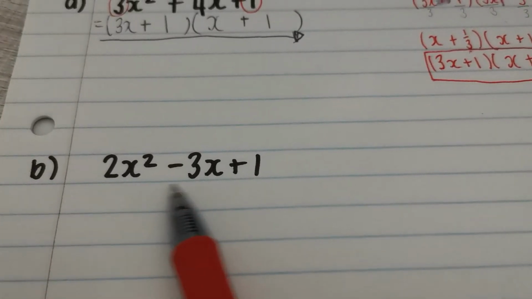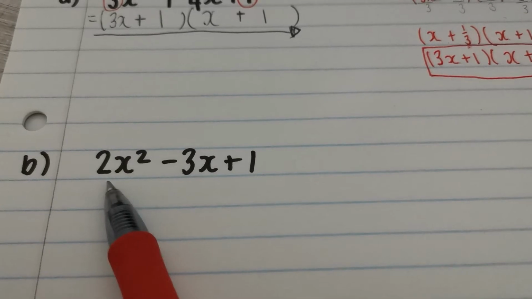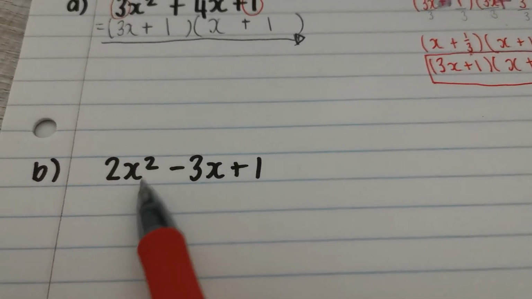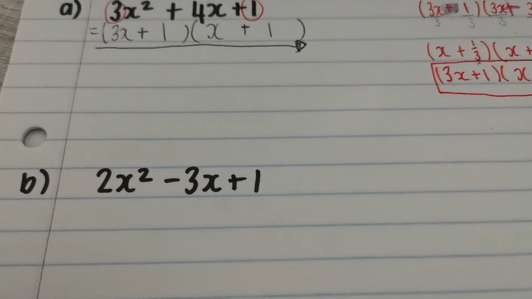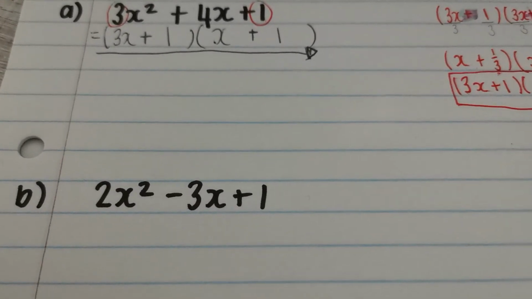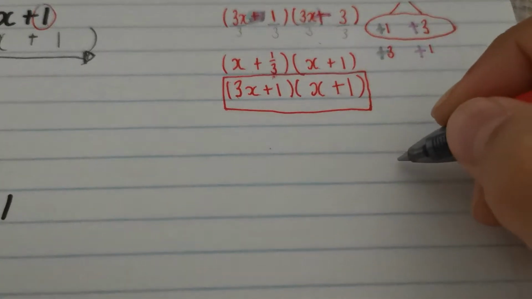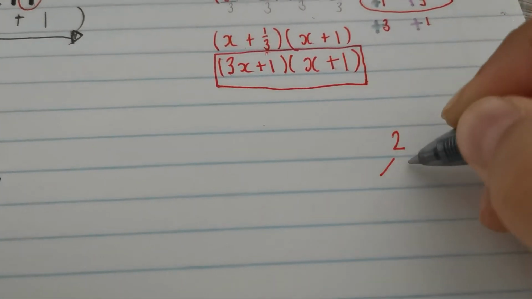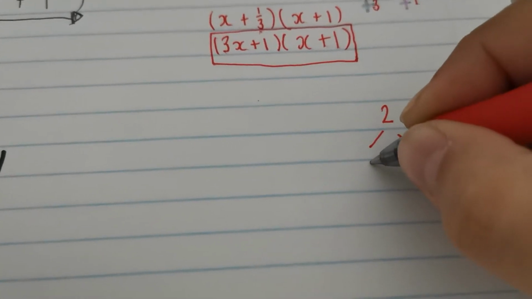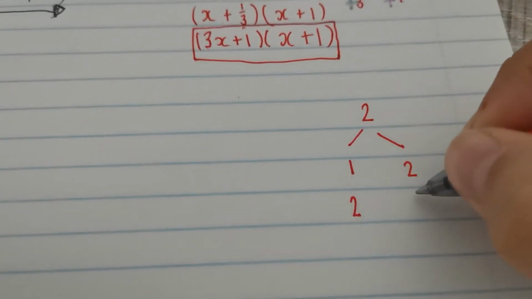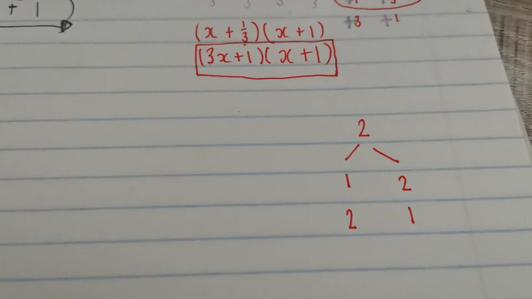Make sure it's in standard form. So let me say that again. It's this 2x squared minus 3x plus 1. Okay, you want to multiply the first number by this constant. So 2 times 1 is 2. You want to find factors of 2. What are the factors of 2? 1 and 2. And then 1 times 2 and 2 times 1. Okay, that's what you want to do.